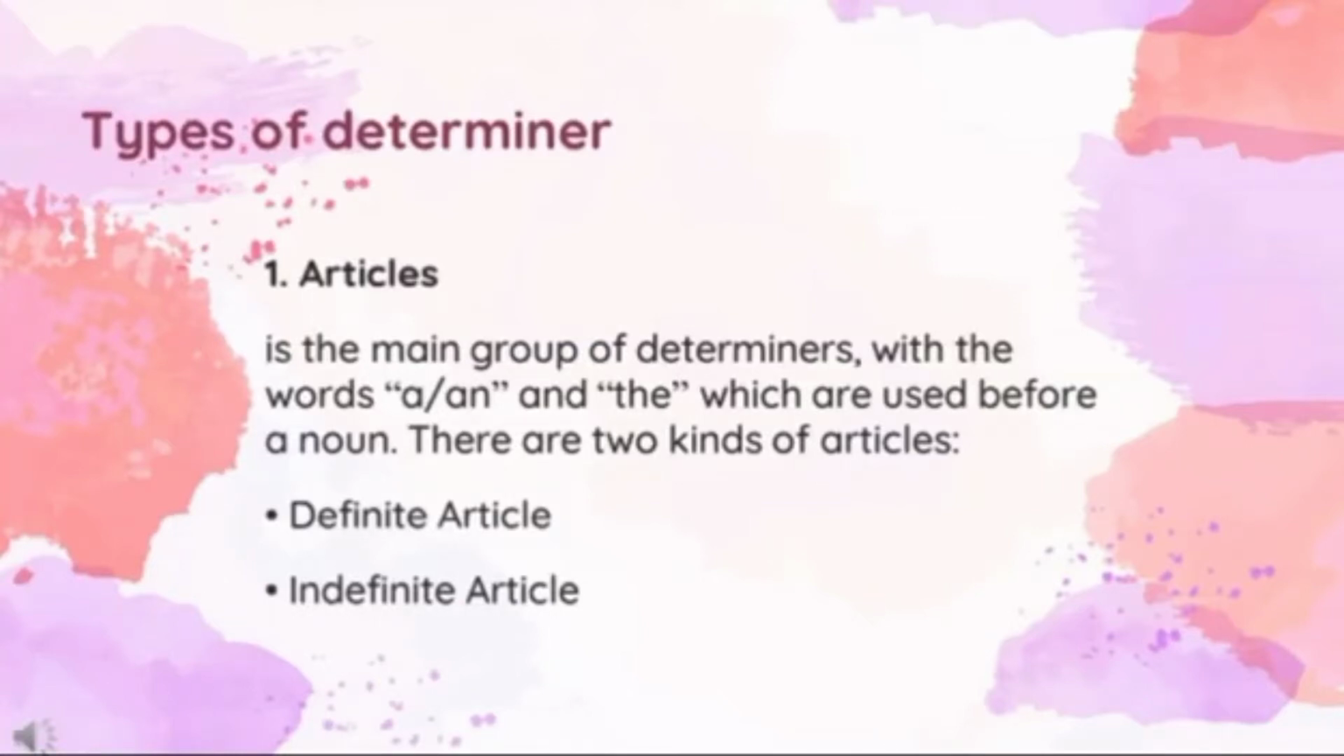Definite articles are those that point to a particular person or thing. It can be used in front of singular as well as plural countable and uncountable nouns. And indefinite articles are those articles that leave a person or thing undetermined or unclear.